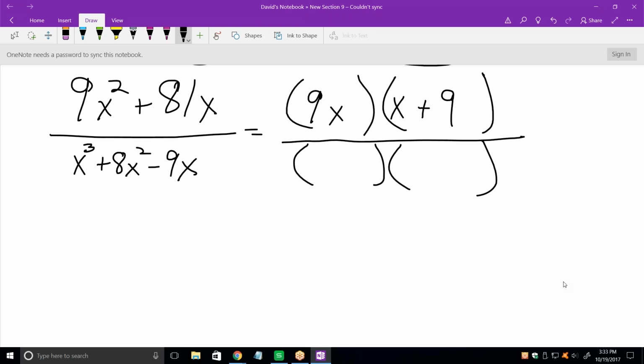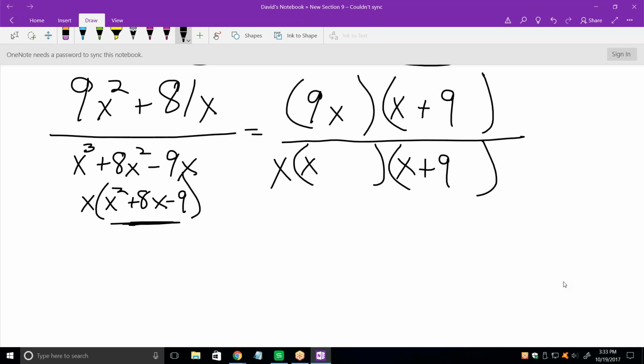X. So let's do that. And that's going to leave x times x squared plus 8x minus 9. Now factor that. X and x. And you have a pretty good idea that one of the factors is probably plus 9, right? Yes. So let's just start there. Does that work? What's the other factor got to be?